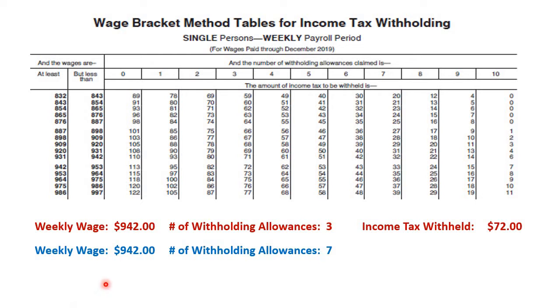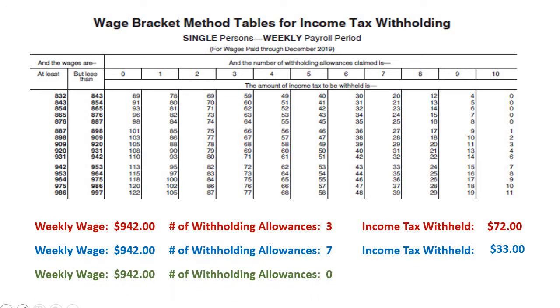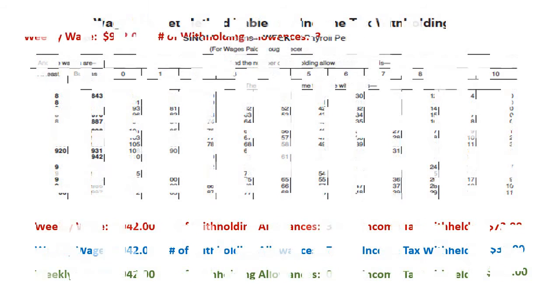So we had 942 again, and we have seven allowances. Again, we're just going to the table to determine the amount of income tax withheld for that information. $33. Then again, same deal. Just look at the table. We got 942 and zero allowances. How much income tax was withheld based on that information? $113. There we go.